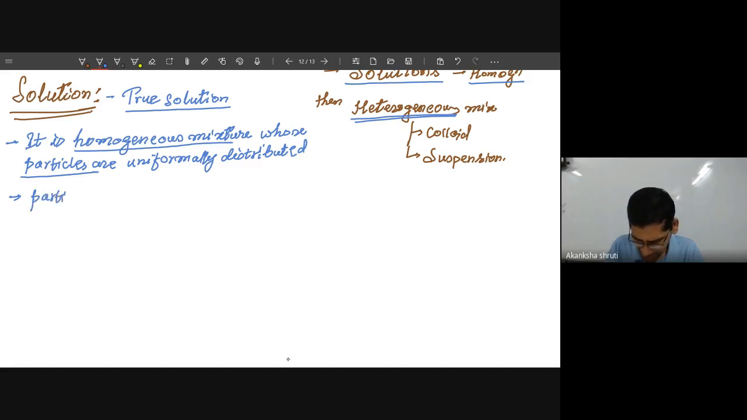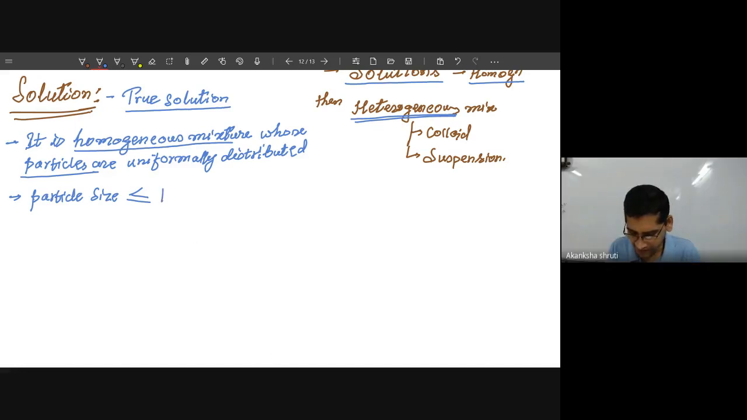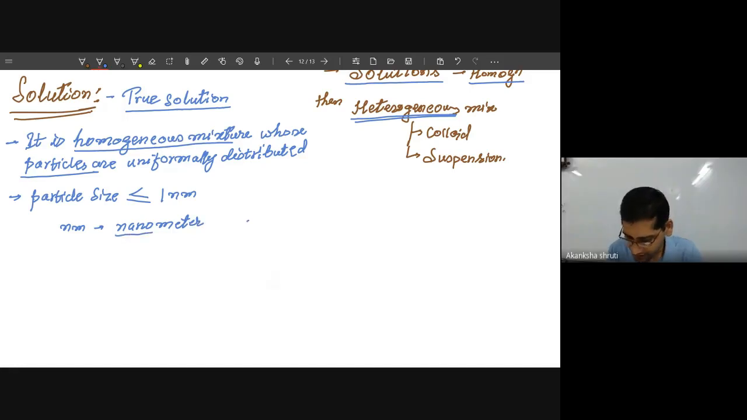So particle size is less than or equal to, are you getting this symbol? It is less than or equal to 1 nanometer. This nm indicates nanometer. The term nano is a prefix. So 1 nanometer means 10 to the power minus 9 of a meter.